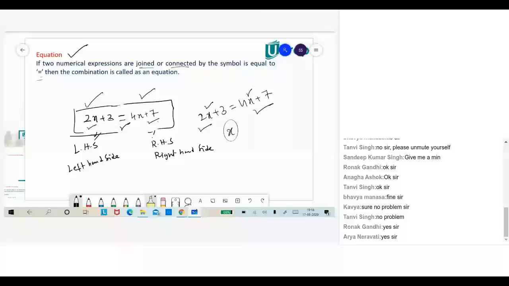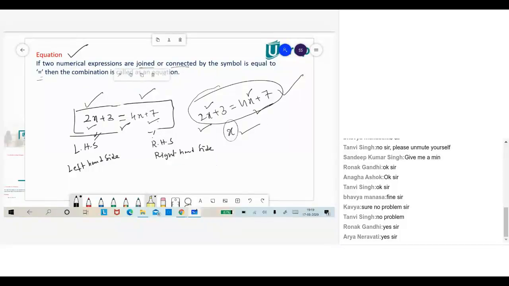So whenever you talk about the solution of an equation, what is the solution? Solution is nothing but a value of this variable x which satisfies this particular equation. It means you need to find the value of x which satisfies this equation. So it should satisfy LHS, it should satisfy RHS, and both should be equal. We'll come back to it.